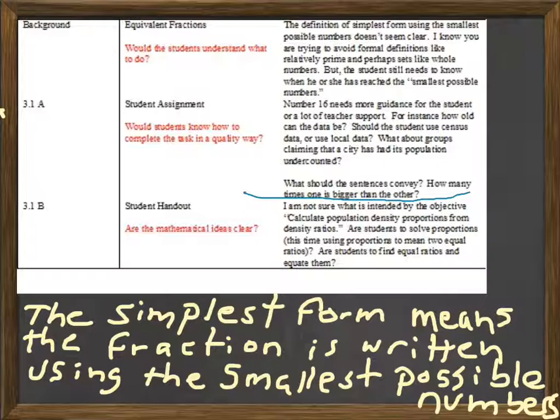Basically, just reading as a student, if I didn't know what simplest form was, would I have known what simplest form was after I finished reading that definition? Sometimes I'd like to include a suggestion about possible wording, although I didn't do that here.